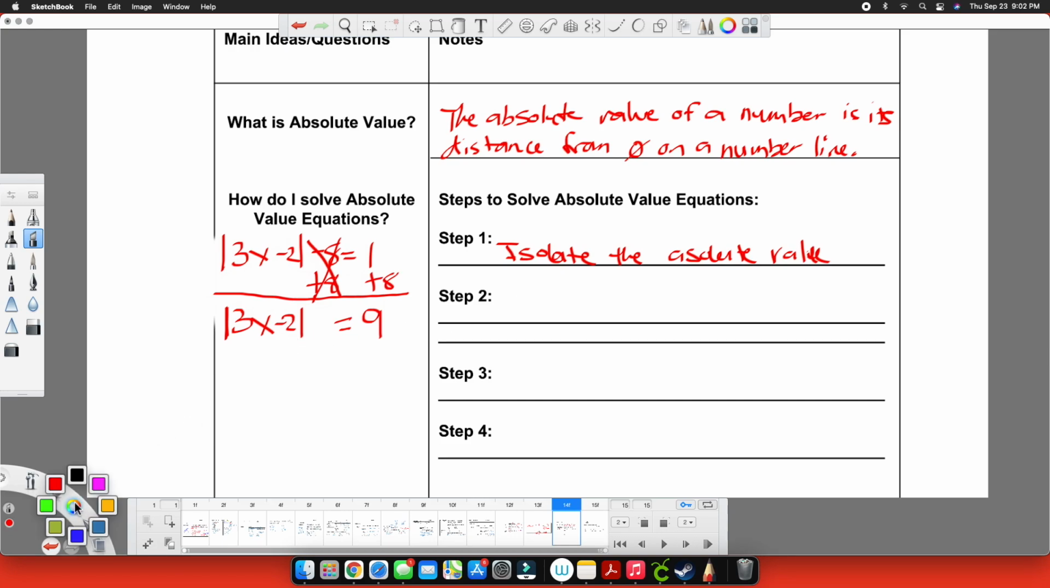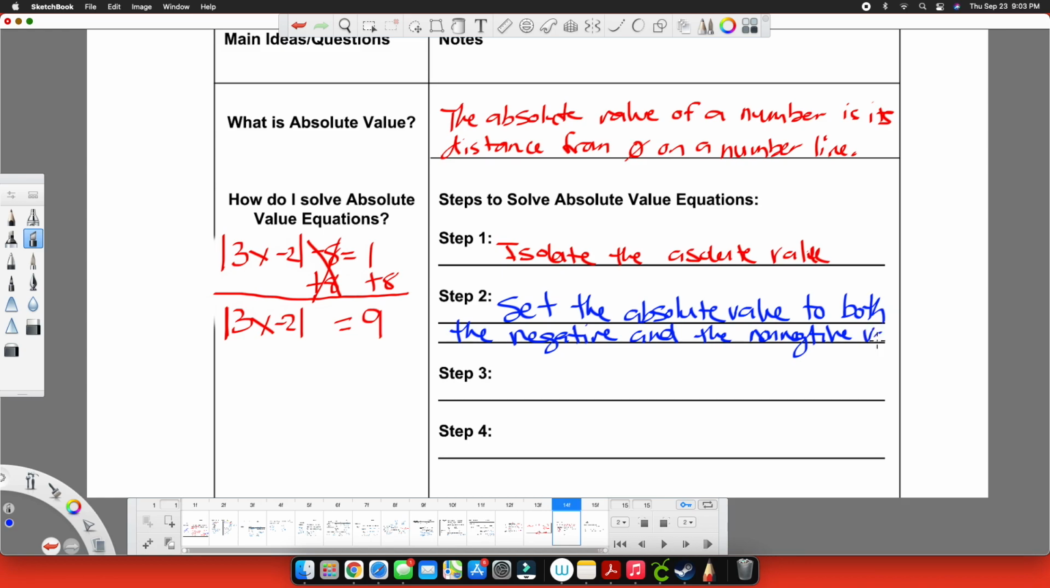So step number 2 is we're going to set the absolute value to both the negative and the non-negative values. So it's kind of a fancy way of saying we need to look at how it's going to the left and to the right, because we're looking at from 0 on the number line, right? So the first one you write should actually be the non-negative.